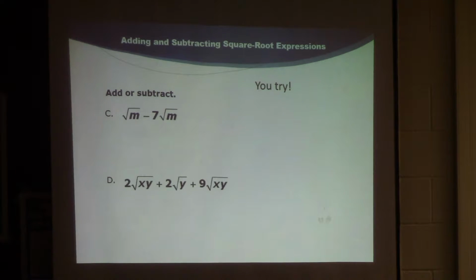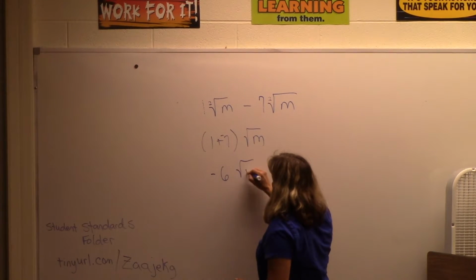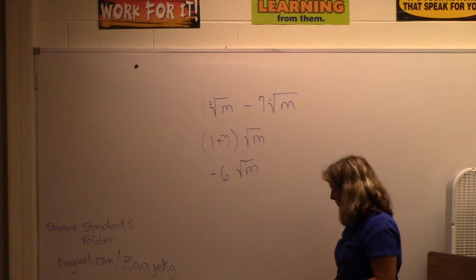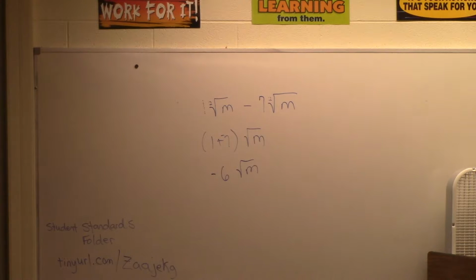The coefficient here is 1, right? So that's that invisible 1. If you're just seeing a radical by itself, remember that coefficient is that invisible 1 that comes and goes at will. All right, so I've got 1 minus 7 times radical m. Remember this is keep, change, flip. So 1 plus a negative 7 is negative 6 radical m. You okay with that?